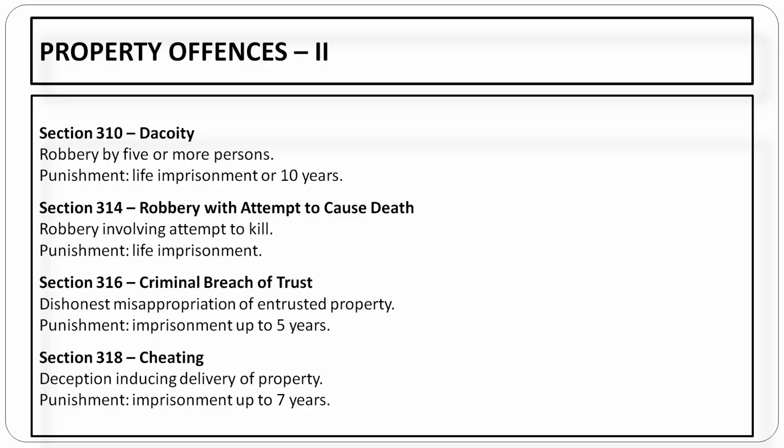The next one is cheating. Section 318 explains the offense of cheating. It applies when a person deceives another and dishonestly induces delivery of property. False promises and dishonest intention from the beginning are important. The victim parts with property because of the deception. The law aims to prevent fraud and dishonesty. The punishment can be imprisonment up to 7 years.